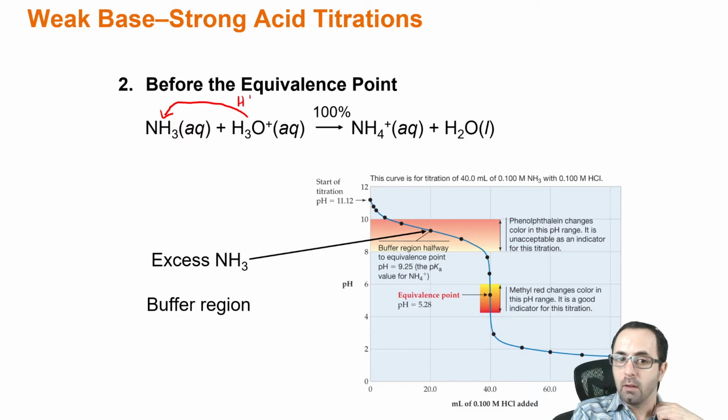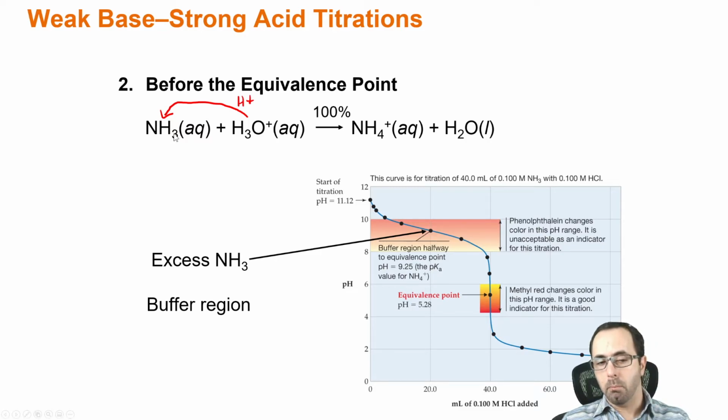The strong acid gives a proton to ammonia, making the ammonium ion. It's got one extra H and a positive charge, and what's left of the hydronium is water. Since we're before the equivalence point, we're in the buffer region. Some of our ammonia will be converted to ammonium ion, so we'll have a significant amount of both this weak base, ammonia, and its conjugate acid, ammonium ion. Again, this is the buffer region. We can use the Henderson-Hasselbalch equation to determine the pH here.